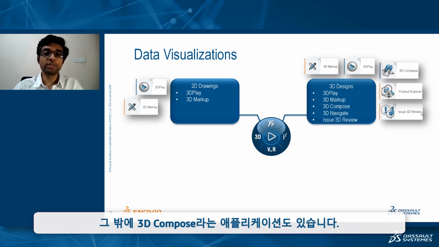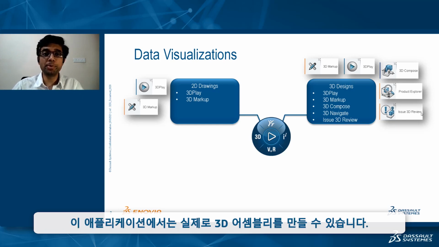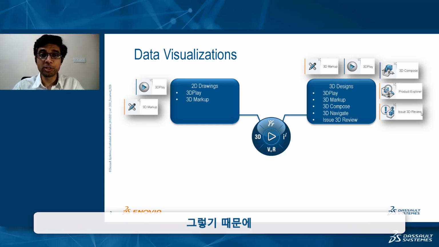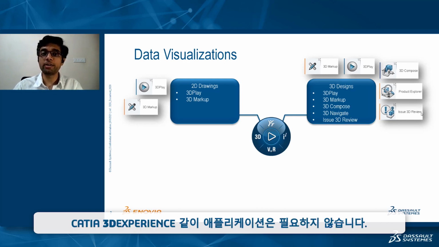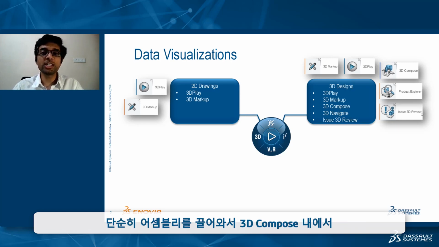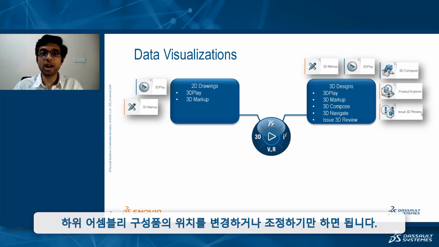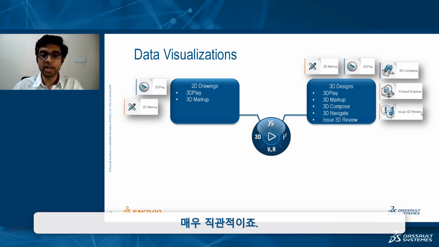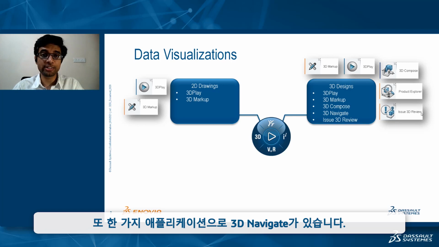Then you have another application, which is 3D Compose. Here you can actually build the assemblies in 3D. For this, you don't need a resource hungry desktop application like CATIA 3D Experience. What you can do is just drag and drop the assembly into 3D Compose and start relocating or repositioning the sub-assembly components inside 3D Compose. It is very intuitive.